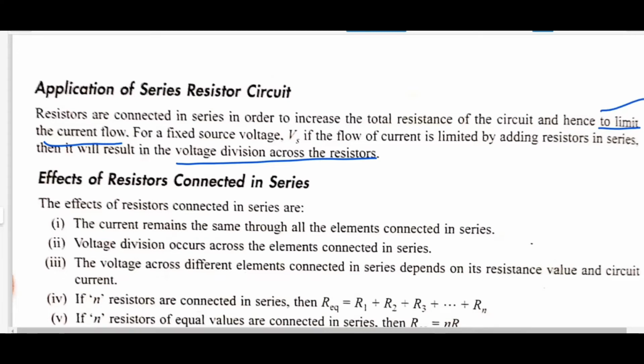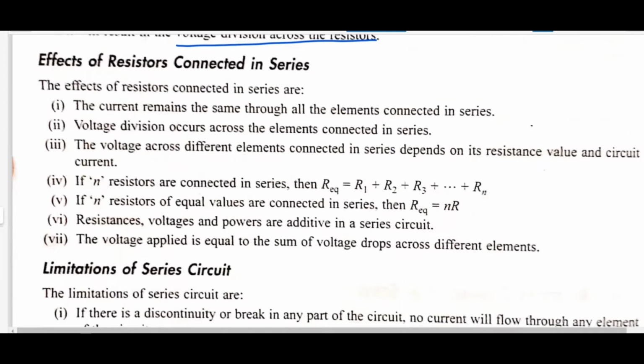Then what are all the effects of resistors? First one, the current remains the same through all the elements connected in series, and there is voltage division across the elements connected in series. The voltage across different elements connected in series depends on its resistance value and the current value. If n resistors are connected in series, then R equivalent equals R1 plus R2 up to Rn. If n resistors of equal value are connected in series, then R equivalent equals n into R.